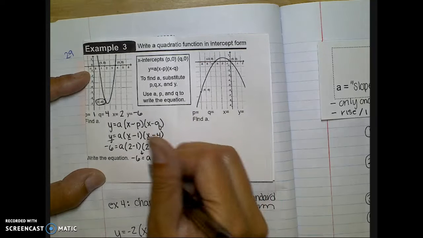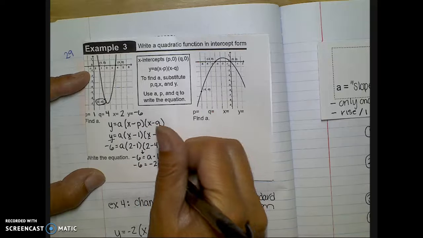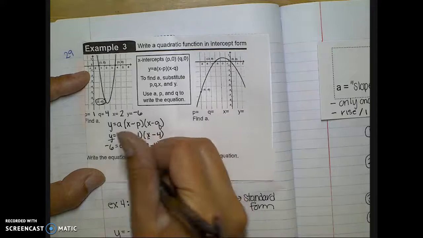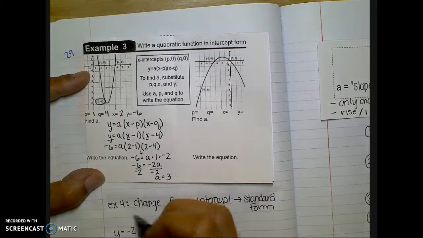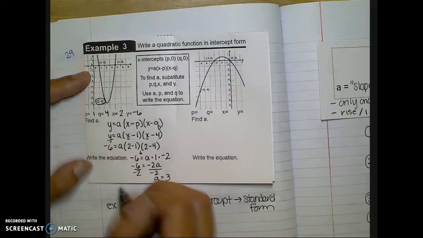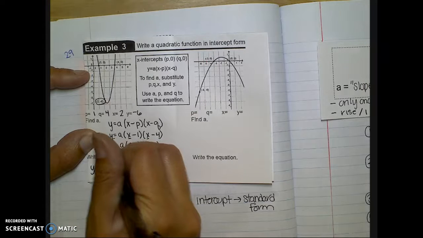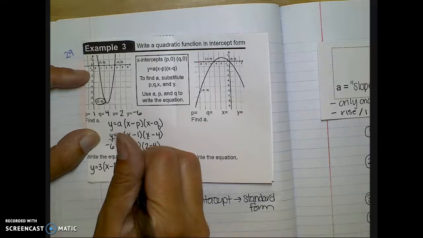And so if I simplify that, we're going to have negative 6 equals negative 2a, and then to solve for a, I would divide by negative 2. And I get that a is 3. So then if I rewrite my equation, we have y equals 3, parenthesis x minus 1, x minus 4.